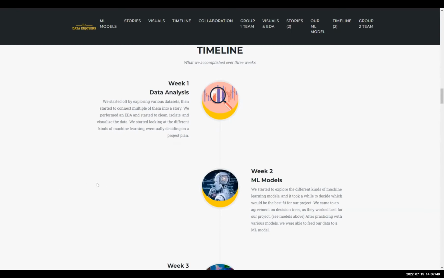In week two, we started to explore different kinds of machine learning models, and it took a while to decide which would be the best fit for our project. We came to an agreement on decision trees as they worked best for our project. After practicing with various models, we were able to feed our data to a machine learning model.